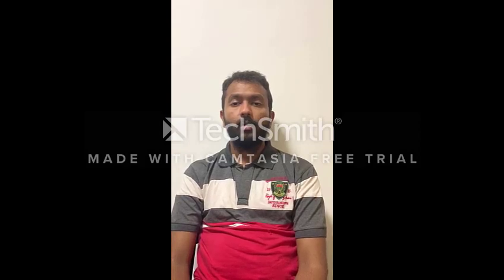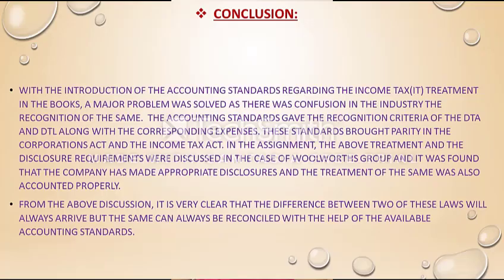So, conclusion here. With the introduction of the accounting standards regarding the income tax treatment in the books, a major problem was solved, as there was confusion in the industry regarding the recognition of the same. The accounting standards gave the recognition criteria of the DTA and DTL along with the corresponding expenses. So these standards brought purity in the Companies Act and the Income Tax Act.